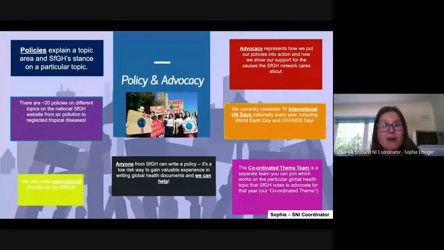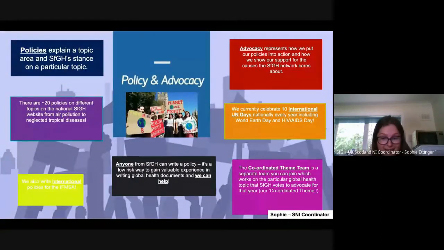Lopa, our current Policy and Advocacy Director, started our movement this year to celebrate 10 International UN Days nationally, and hopefully we'll see this going forward in the years to come. Some examples include World Health Day, AIDS and HIV Day, and hopefully you've seen a few of these on our social media.